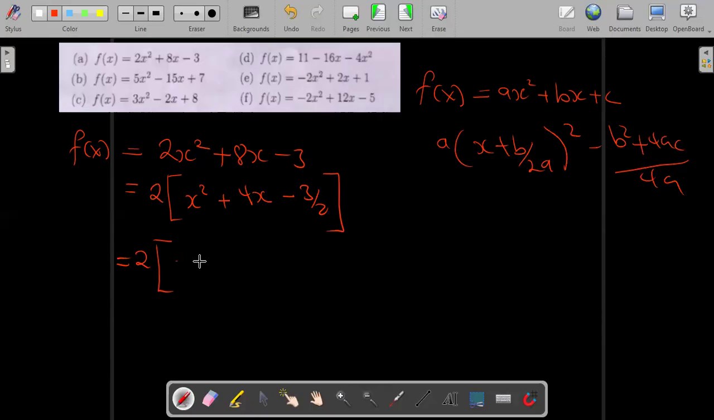So x squared, I'll write it in full for now, but going forth, I'll be leaving out the steps. So that will be plus 4x. So I add half of this. What's half of 4? It is 2. Then I square 2. Then I subtract again. Then I square it. Then minus 3 over 2.